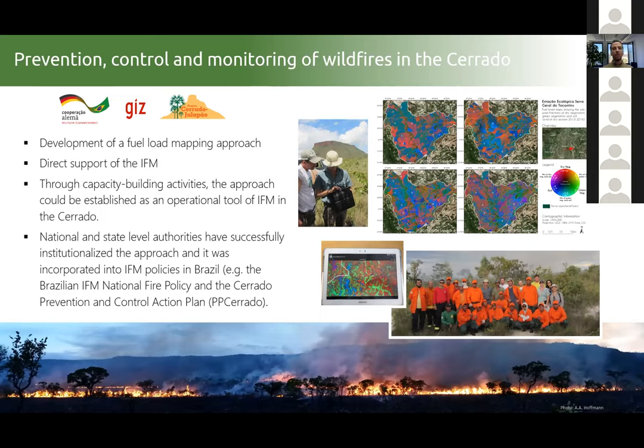That was the time when the fuel load mapping approach was developed that uses a special type of spectral mixture analysis for Landsat data, later also Sentinel-2, that maps the amount of green and dry vegetation and also their densities. So the planning of the fuel management could be directly supported by the fuel load maps in terms of where, when, and how to burn. The fuel load maps were quite a success, and through capacity development, the approach could be established as an operational tool in the Cerrado. It was also incorporated into drafts of IFM policies in Brazil.